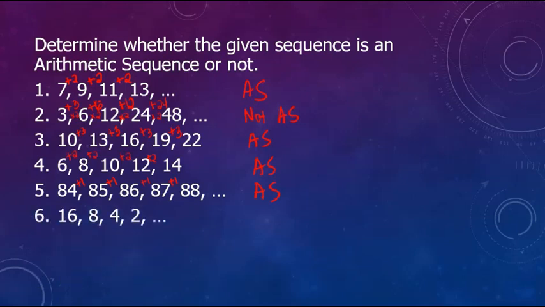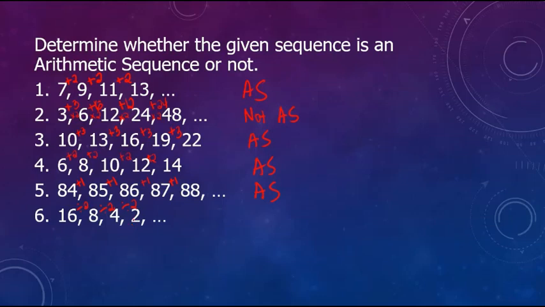Next, we have 16, 8, 4, 2. Okay, from 16, paano nyo nakuha si 8? Okay, so you divide 16 by 2. So, 16 divided by 2, that is 8. From 8, paano nakuha si 4? So, again, nag-divide kayo ng 2 dyan di ba? Okay, 4 divided by 2, again, so you obtain 2.